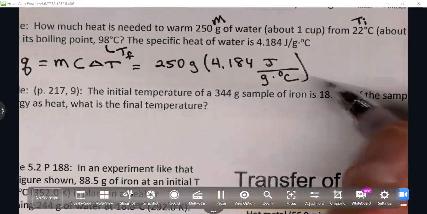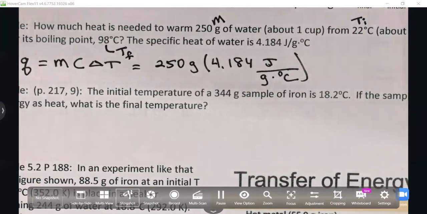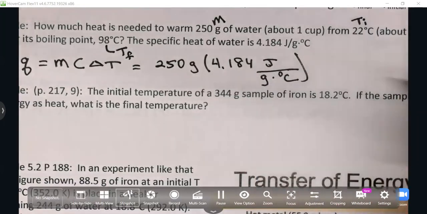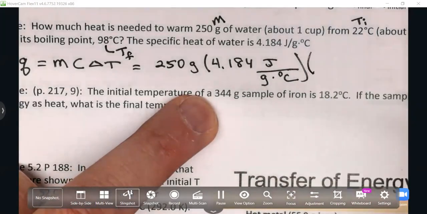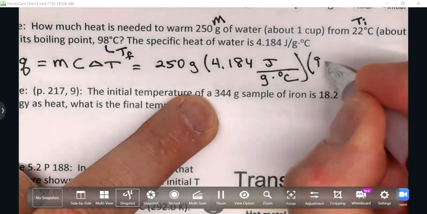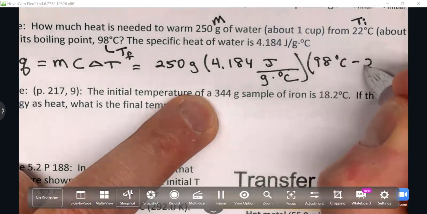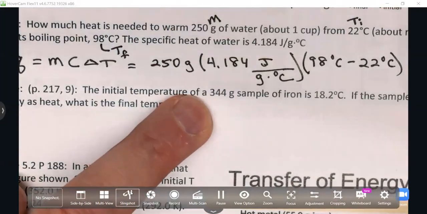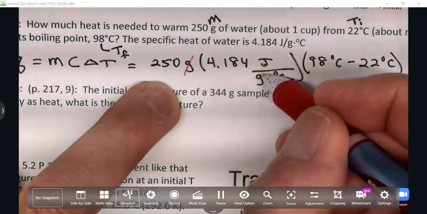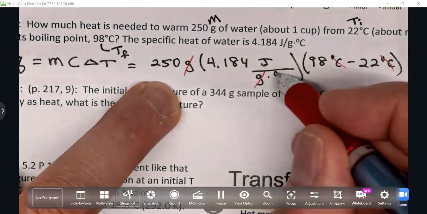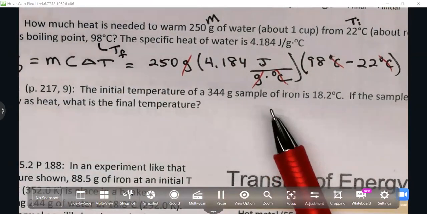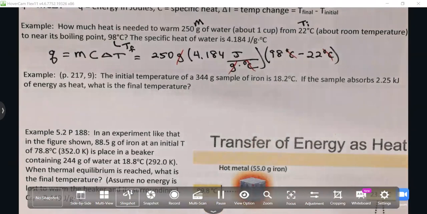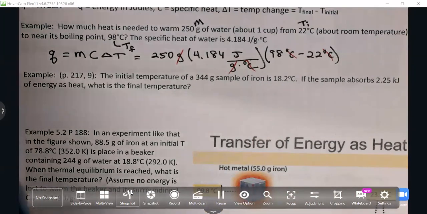Please, please, please put all your units in here. I still see people just put numbers in and then, oh, they've got a specific heat in kilojoules and they start out, it just doesn't work. Because your units are going to cancel out, right? So we're going to have 98 degrees Celsius minus 22 degrees Celsius for my temperature change. So when we get all done, grams, and my degrees Celsius here are going to cancel out. That tells me my answer is going to be in joules. So crank that into your calculator. What do we get?